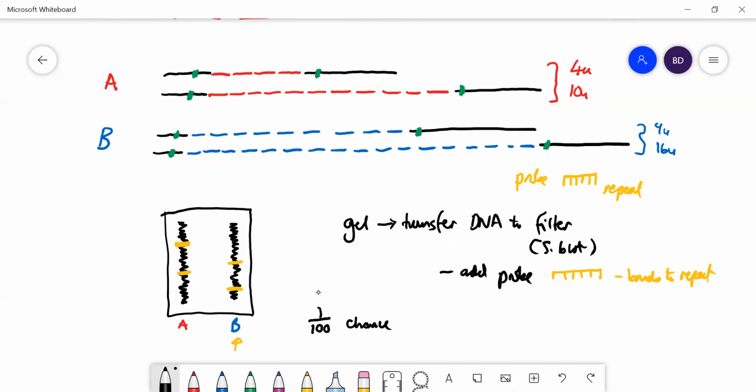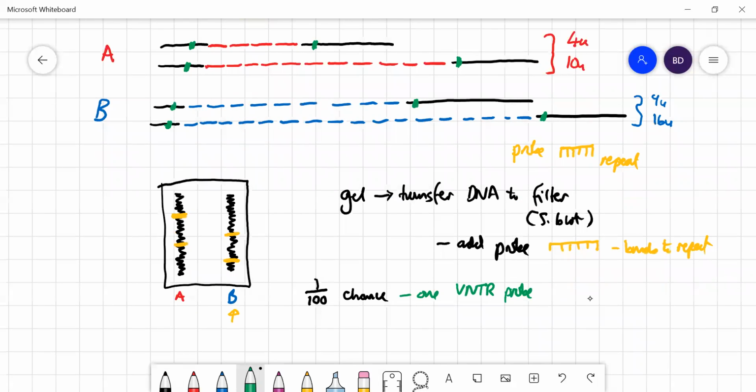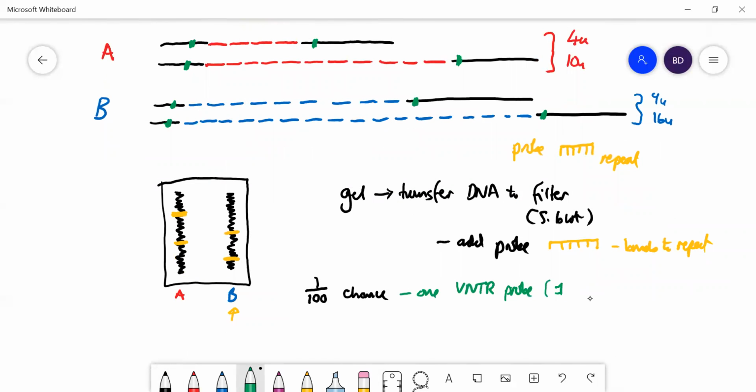That's with 1 VNTR probe. So you're only looking at 1 gene locus. They usually call the locus a place on a chromosome where the gene is. So in Britain, they don't use 1, they use 13 different VNTR probes, which will go to 13 different loci.